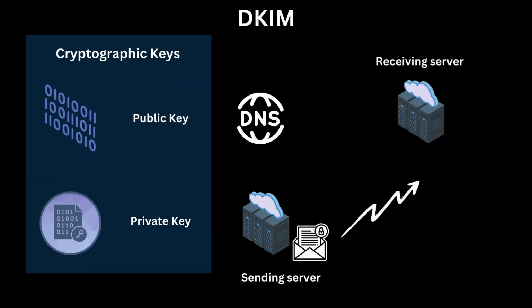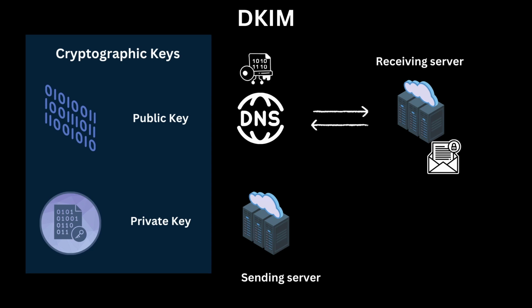When you send an email, the receiving server gets your message with a DKIM signature in the header. This is the moment when the receiving servers check your emails. It looks for the public key that has been published in your DNS and uses it to decrypt the signature. If everything matches up, the email passes the DKIM verification.